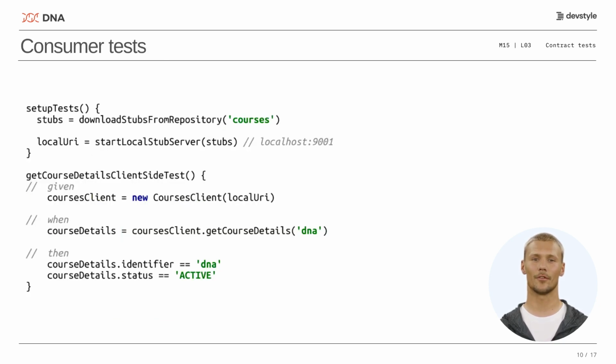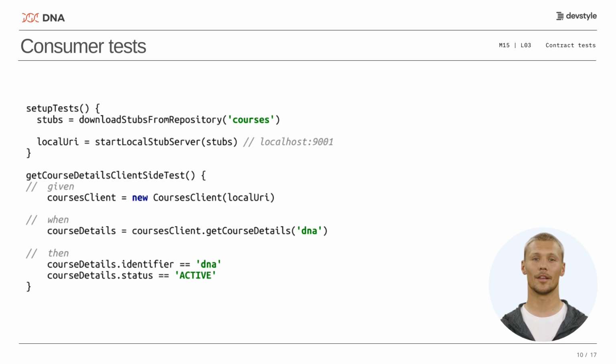And again, referring to the pseudocode, we have a setup that downloads application stubs from some repository, in this case courses, and runs the simulator of our system locally for these stubs. Here it runs on localhost 9001. What does our client's test do?